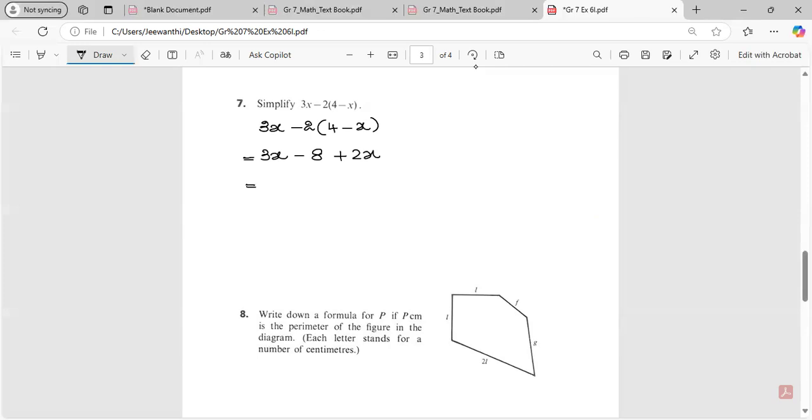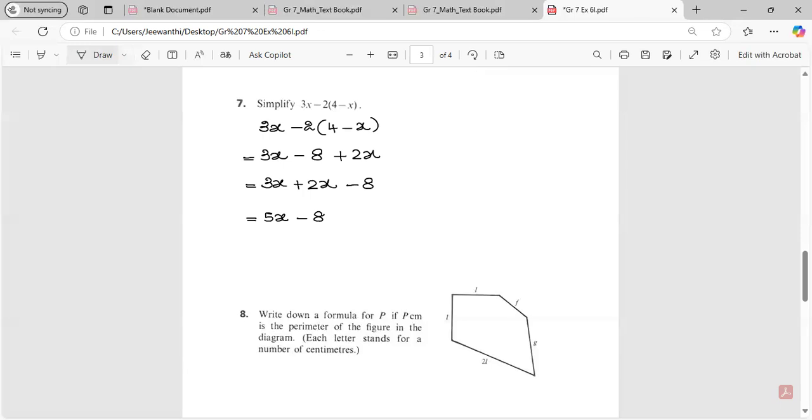Then I collect the like terms, 3x and 2x. They are like terms, therefore I write them closer. And then negative 8. 3x plus 2x, what is the answer? It is 5x. 5x minus 8. Okay. So negative 2 times 4, negative 8. Negative 2 times the negative x, it is positive 2x. So then you can write the 3x and 2x closer because they are like terms. That becomes 5x minus 8.